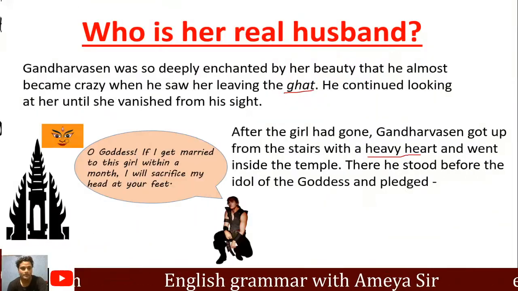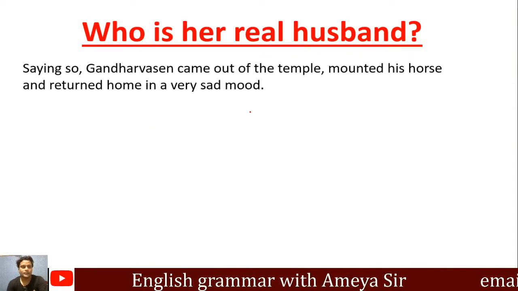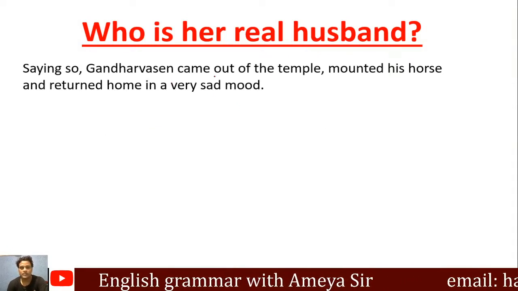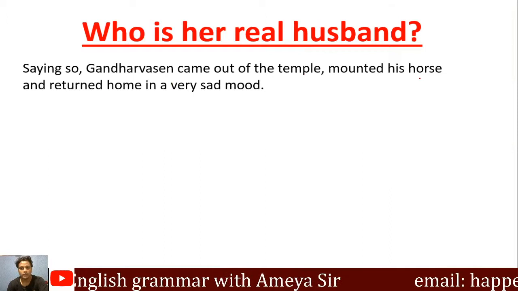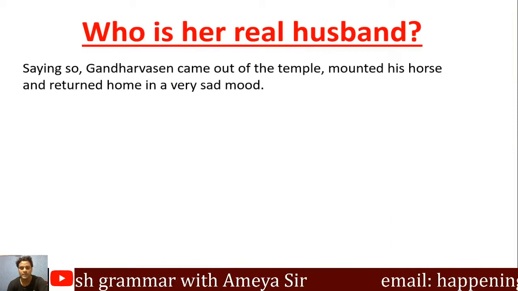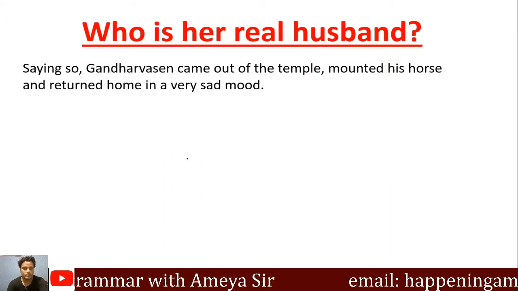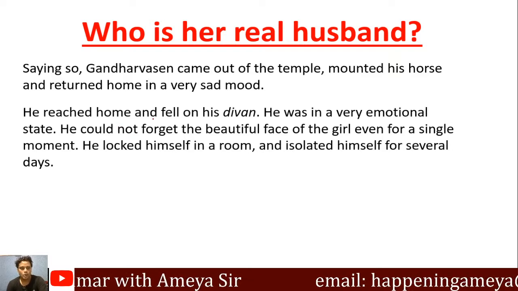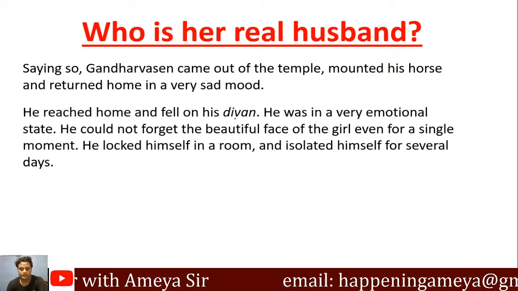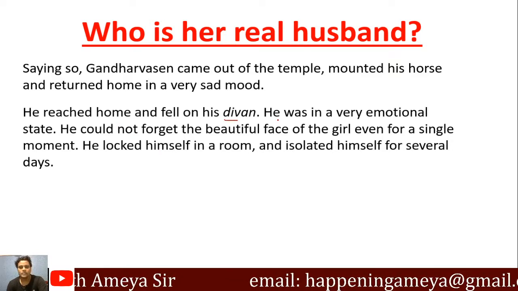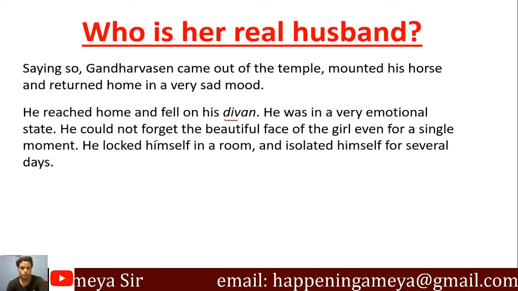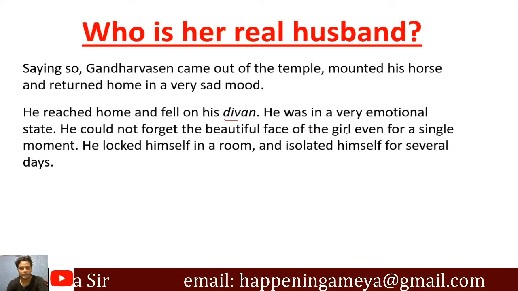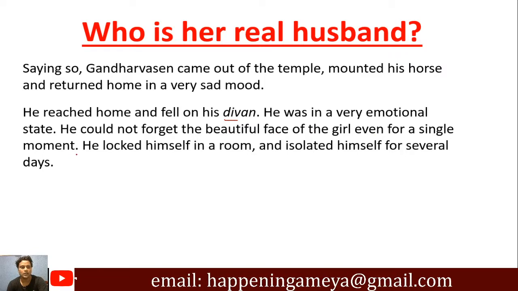No questions. Alright, continue. Saying so, Gandharva Sen came out of the temple, mounted his horse and returned home in a very sad mood. Obviously, he was very sad, guys. He reached home and fell on his divan. That's a bad, guys. He was in a very emotional state. He could not forget the beautiful face of the girl even for a single moment.